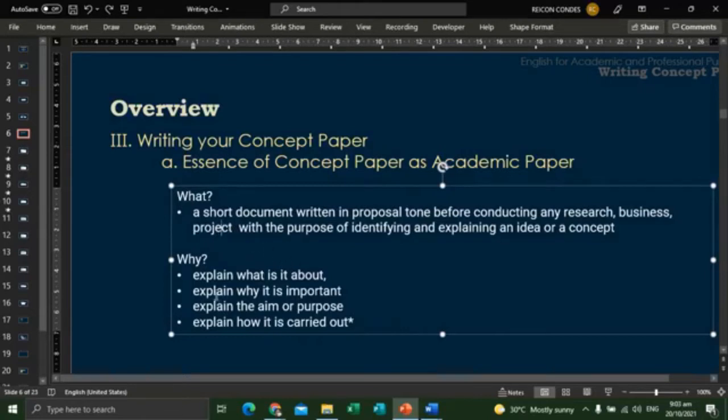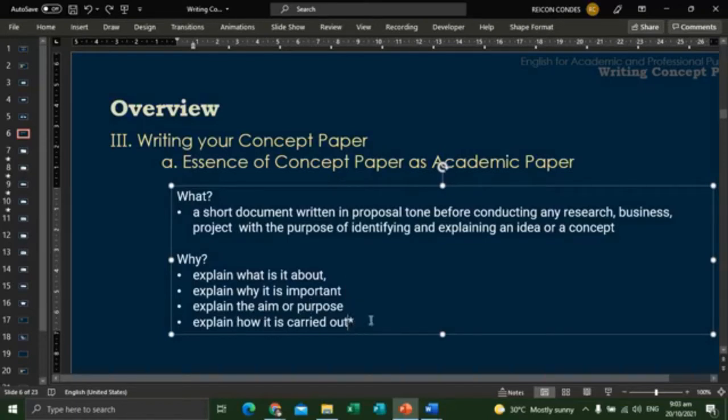Okay? And then explain why it is important. That's why I am always asking those who sought consultation through the comment box, what's the gap that you will address? So, why is it important? You should explain why your research, why your business, why your project will be important. And you should be able to explain the aim and purpose. Para saan ba? At the end of the day, anong silbi niya? Diba? And then, explain how it is carried out.